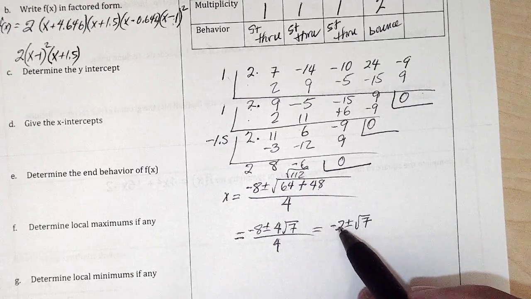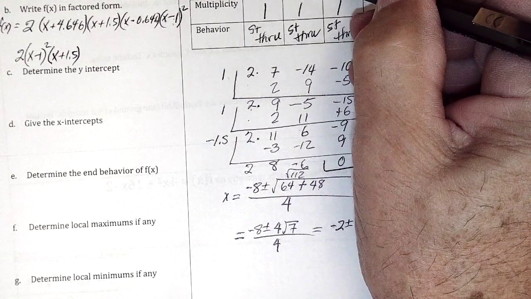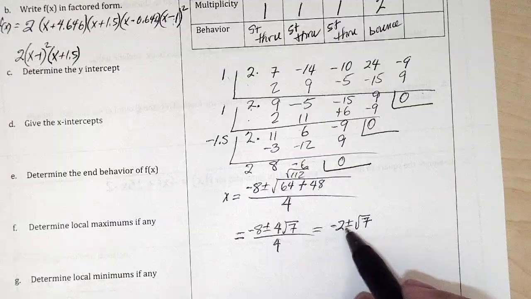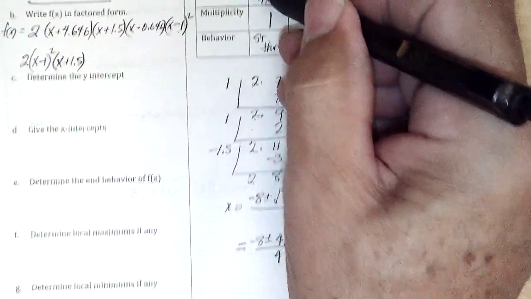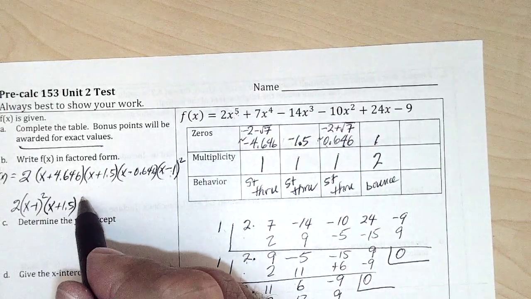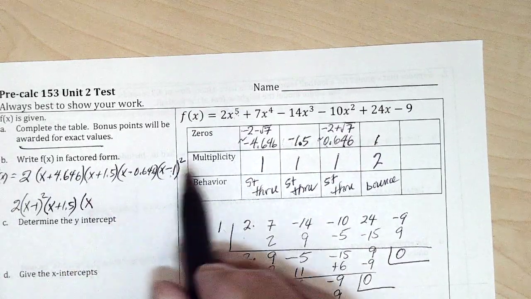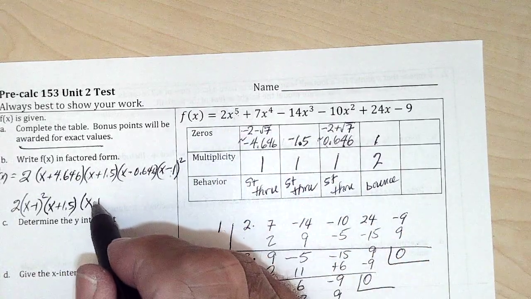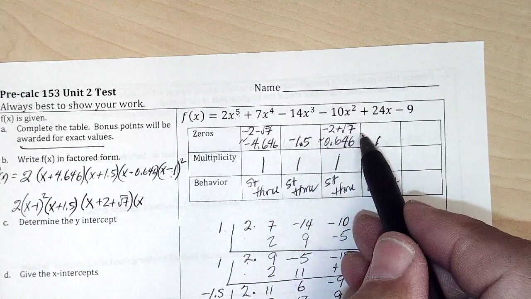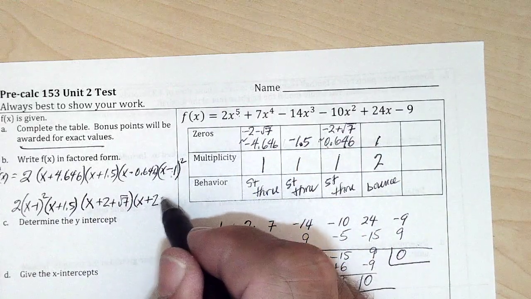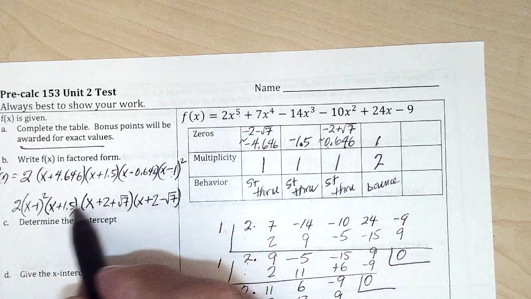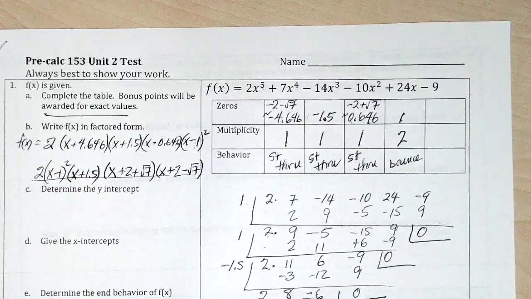So minus 2 plus the square root of 7 is this answer. And minus 2 minus the square root of 7 is this answer. And so my last two factors are x minus this, so that's x plus 2 plus square root of 7, and x minus this, which is x plus 2 minus the square root of 7. And that's the function completely factored.